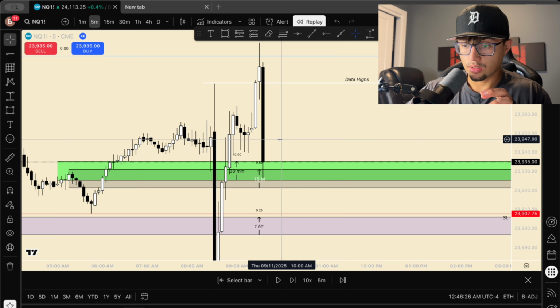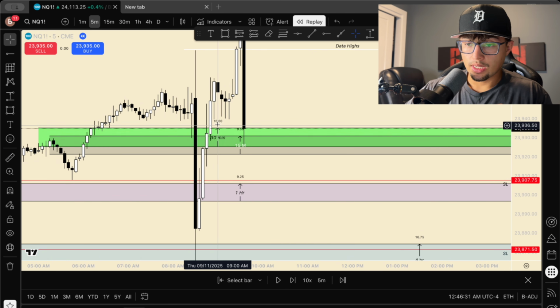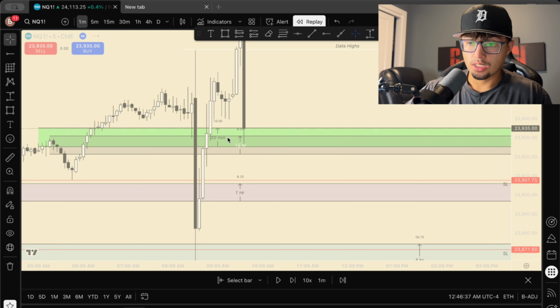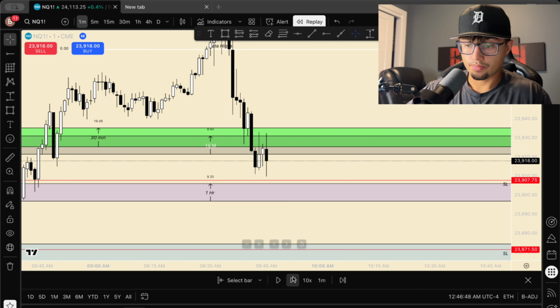Swept highs, boom, instant displacement towards the downside. Now that we see that, we have a liquidity sweep on the 5-minute. We have a 30-minute fair value gap hit, 15-minute fair value gap hit. Let's see if price starts showing an entry model while respecting these areas. So price hits. You have a fair value gap right here.